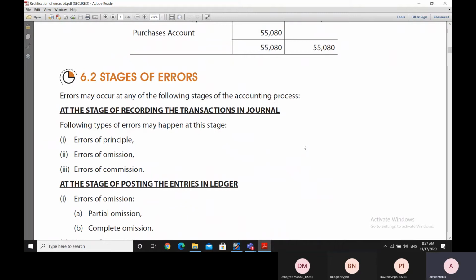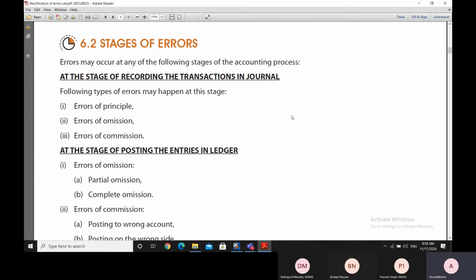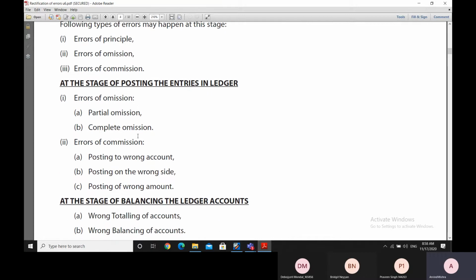Now let us see what the stages of the errors that occur are. In case of the journal, the errors may be of three types: the errors of principle, omission, and commission. At the stage of the entries in the ledger, the errors of omission may be of two types: either a partial omission or a complete omission. Errors of commission also may be of three types at the stage of the ledger. As you have seen, either the amount may get posted on the wrong account or on the wrong side of the account, or the wrong amount may get posted.